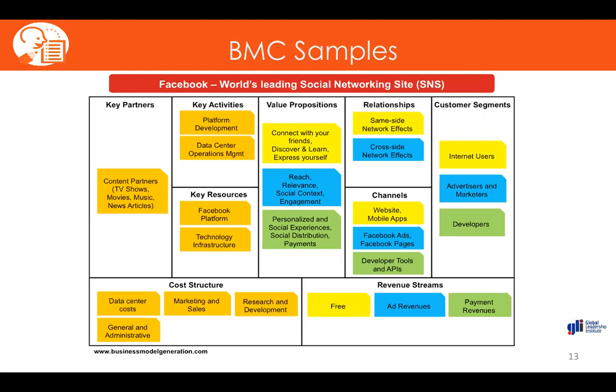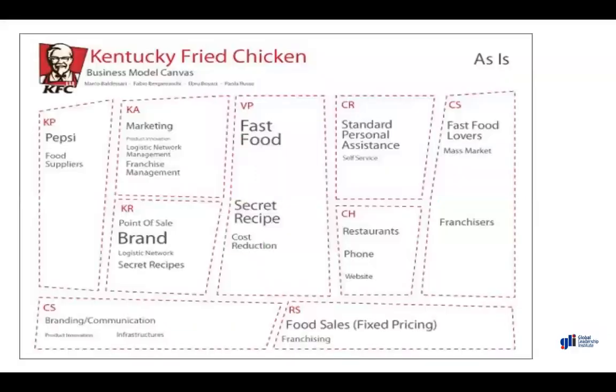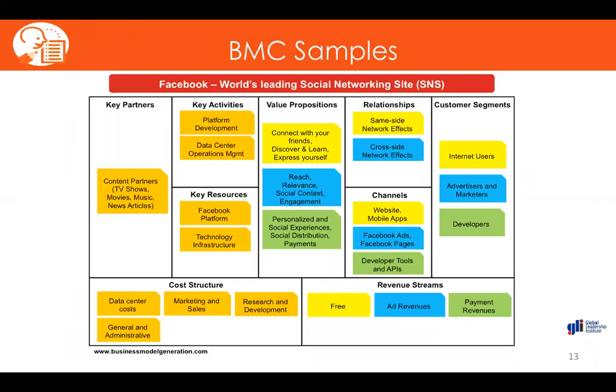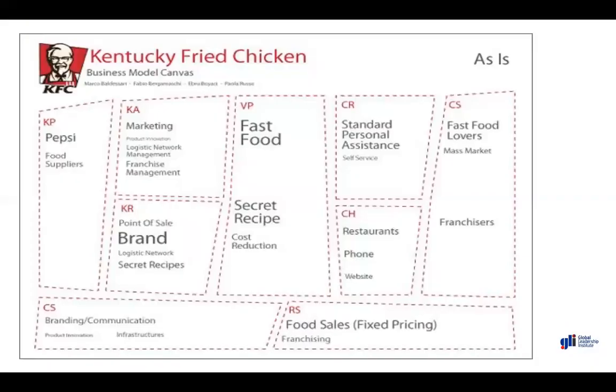Look into your business and understand what part of my business can I offer as a free service to people. This Kentucky Fried Chicken is a product, while Facebook is a service or a platform. So you need to understand the difference. Go on Google and search for the business model canvas of notable companies in the world. You will see samples of Airbnb, Apple, Google, a lot of them.